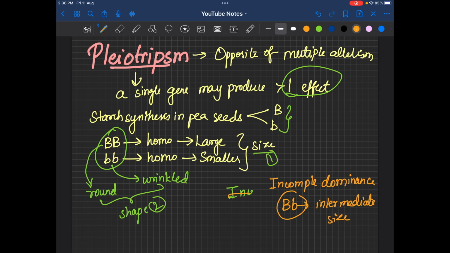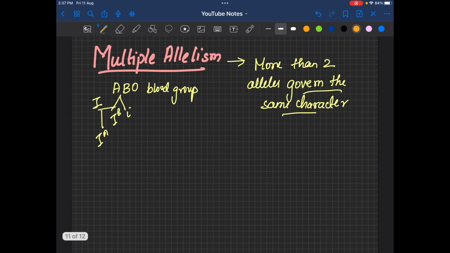So therefore dominance is not an autonomous feature of a gene. Autonomous means independent, but here dominance is not autonomous, which means it is dependent. It depends on the gene product and the production of a particular phenotype. It depends on how the product comes out. It is not solely a feature of a gene, right? So we have pleiotropism and multiple allelism.